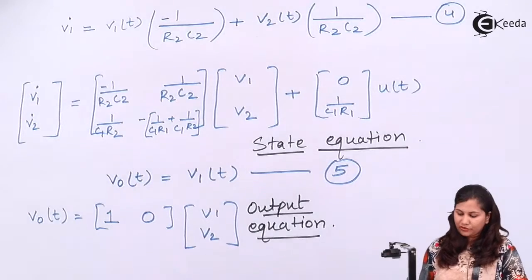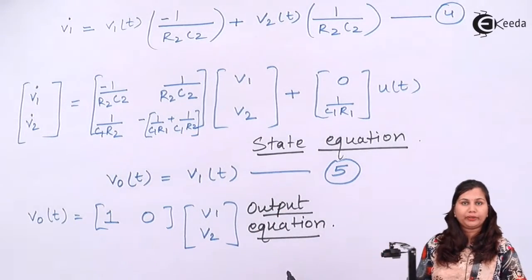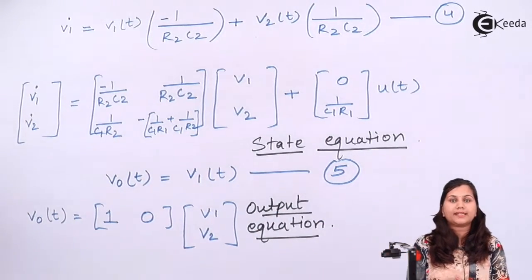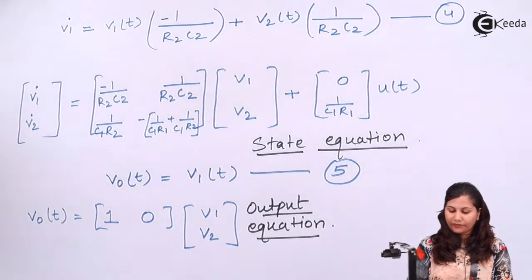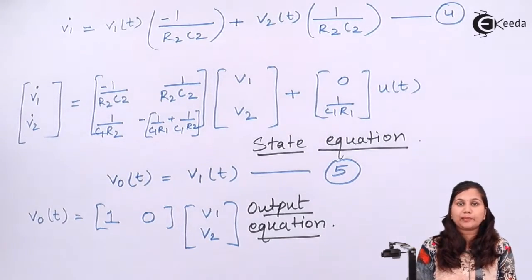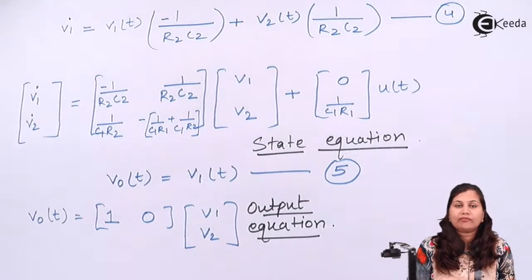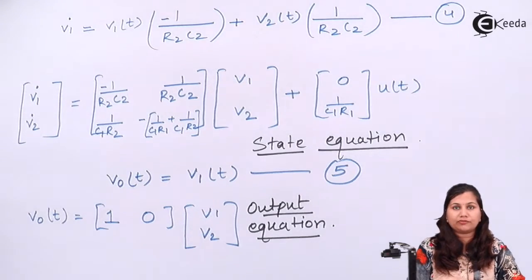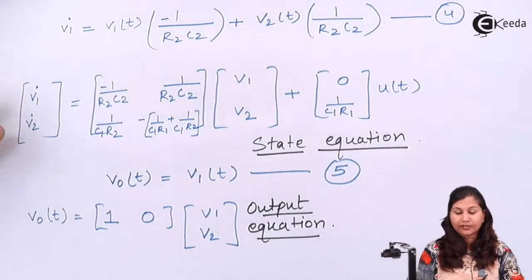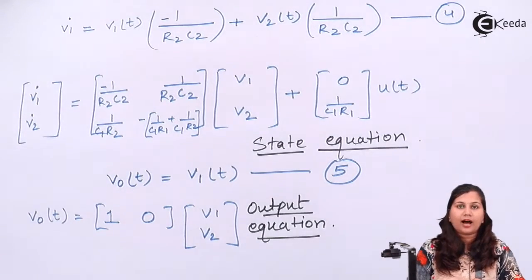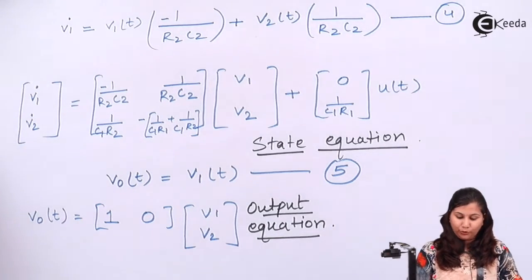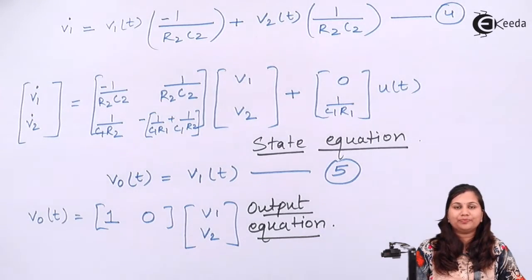So these two equations, the state equation and the output equation, constitute the state model of the system, or we can say that it is the state space representation of the system. So in this way we can find out the state space representation for any type of system. We will write the equations for the state variables, derivatives of the state variables and the output variable. So I hope this problem is clear to you. Thank you.